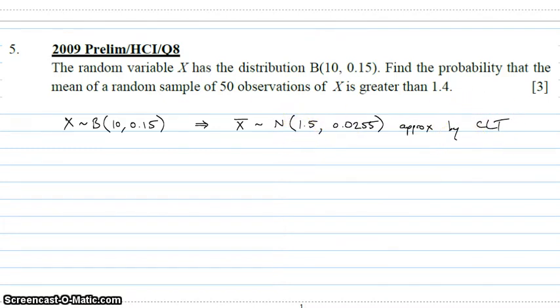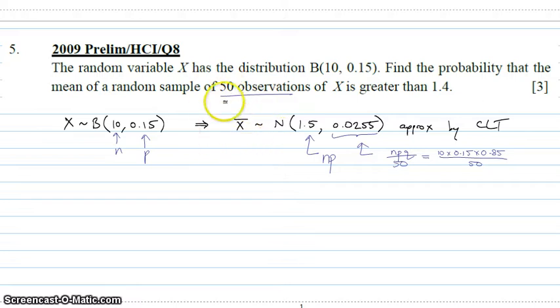How did I get these numbers? Well, let me just take a minute to explain. 1.5, this is the mean. This is just going to be np, where n here is 10 and p is 0.15. And what about this one? Well, this is just npq divided by the total number of observations, so in this case, 50. That would be 10 times 0.15 times 0.85, whole thing over 50, and that does indeed give us 0.0255.